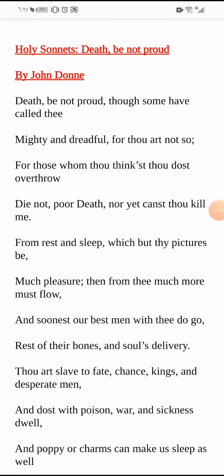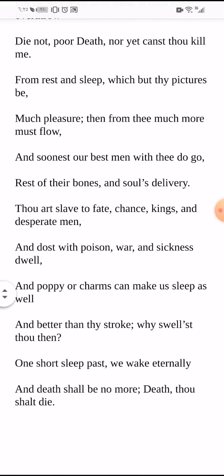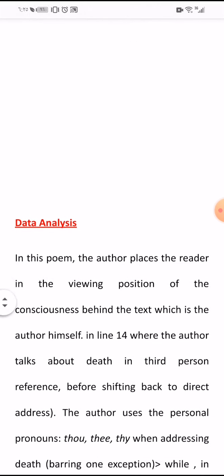For applying critical stylistics, I chose poetry, which is a poem, Death Be Not Proud. It is a holy sonnet by John Donne. Here in this poem, the author places the reader in the viewing position of the consciousness behind the text, which is the author himself.